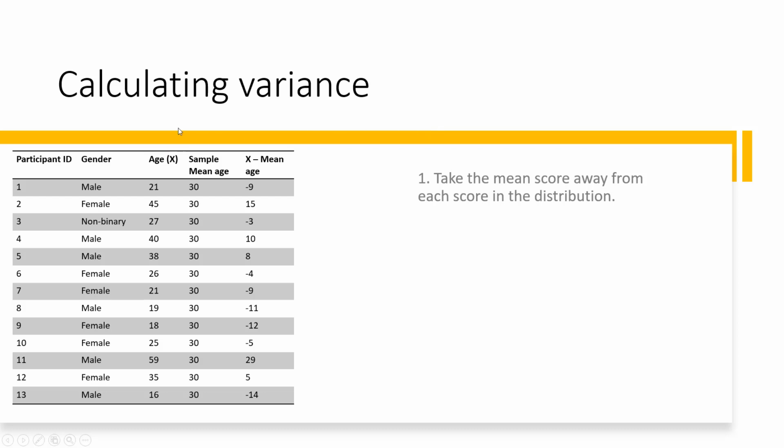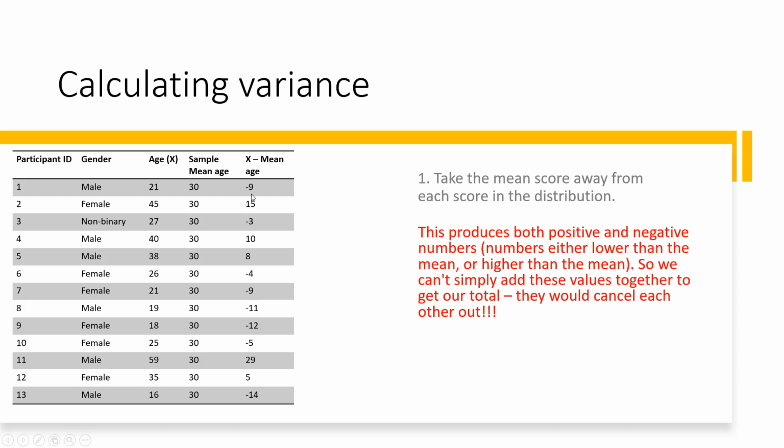So we're going to be basing our variance on age. What we have to do is figure out the mean score for the sample, which we have done. That's 30. And what I tend to do, if you're doing this by hand, is create another column with 30 for every individual. You have to take the sample mean from each participant's age to see how far away from average that person's age is. So in this case, we take 30 away from 21, we have a distance of -9. So we do that for every single observation.